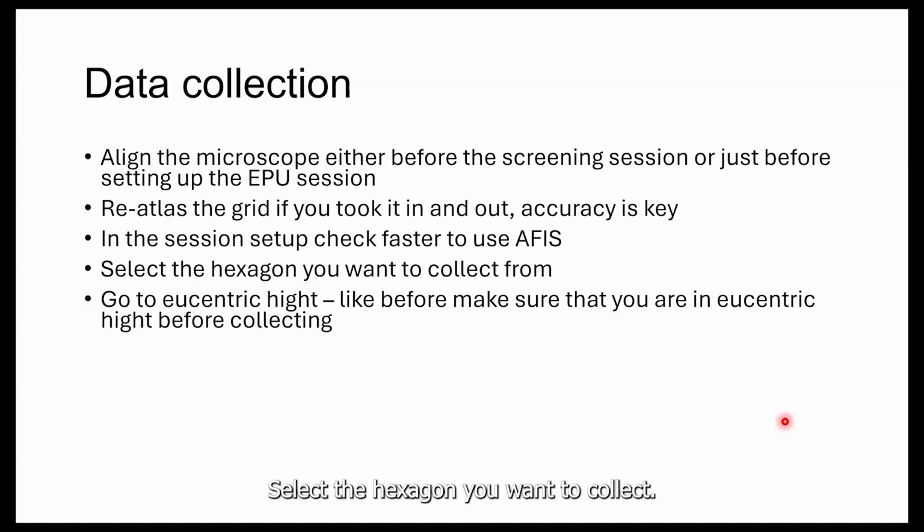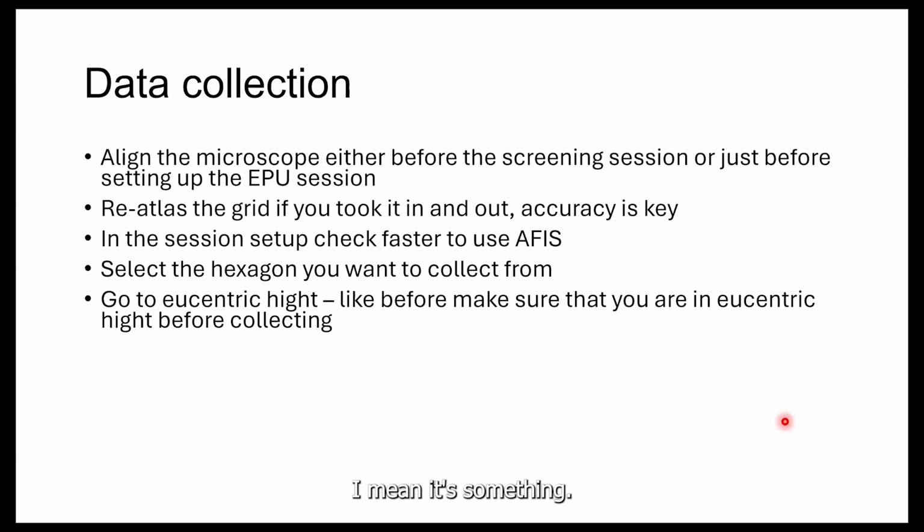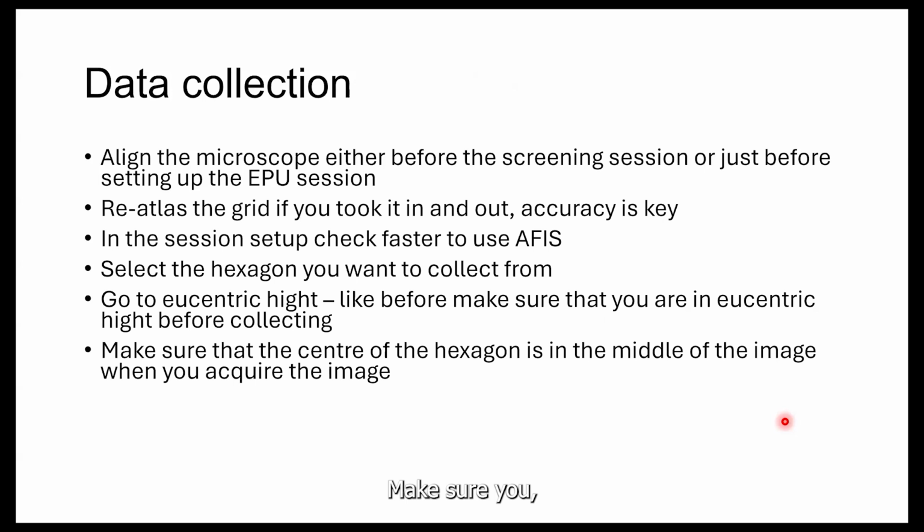Select the hexagon you want to collect from and then go to eucentric height. Again, like we did with the screening, make sure you're in eucentric height. Don't trust EPU when it says you're in eucentric height. Take a few pictures to see that you are in proper eucentric height. You don't see the waves in the holes. Everything will be better. The more accurate you are now, the less you need to fix later. So it's always good to do these things. Make sure the center of the hexagon is the middle of the image when you acquire the image in EPU.